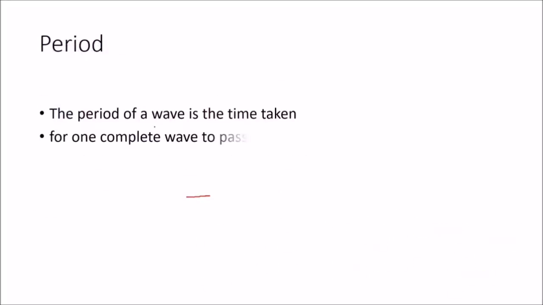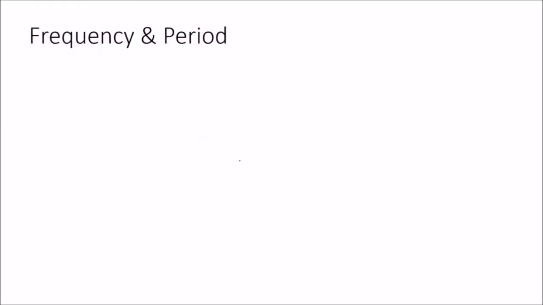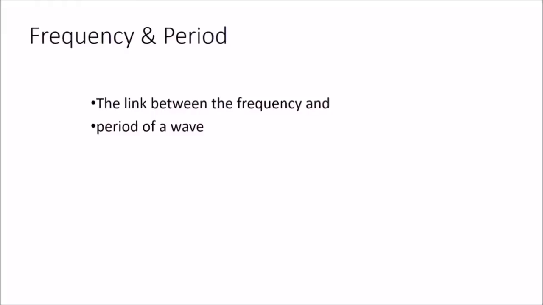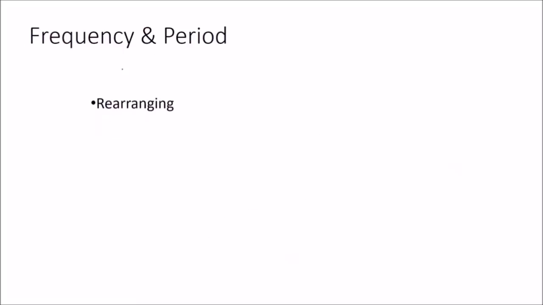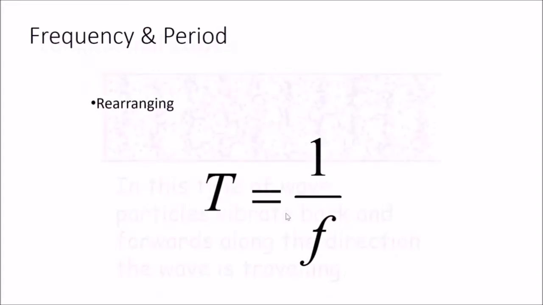Period, again, is the time taken for one complete wave to pass a point. So the link between the frequency and period of a wave is f equals 1 by T, and T equals 1 by f. So frequency is nothing but 1 upon the time, that is the period of the wave, or the period of the wave is nothing but 1 by the frequency.